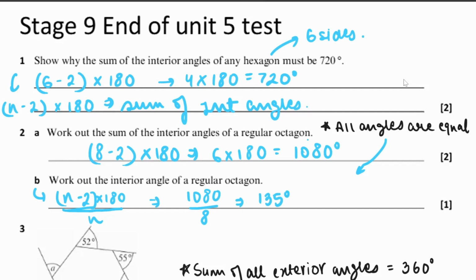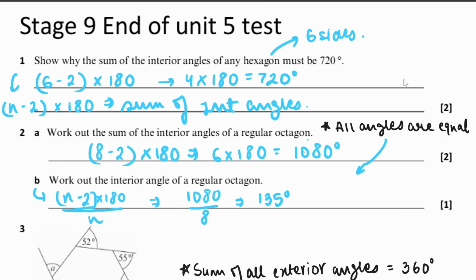Okay, now the second question is: work out the sum of interior angles of a regular octagon. An octagon has 8 sides, so the same thing goes here as well, which is (8 minus 2) times 180. So this is 6 times 180, which is 1080.